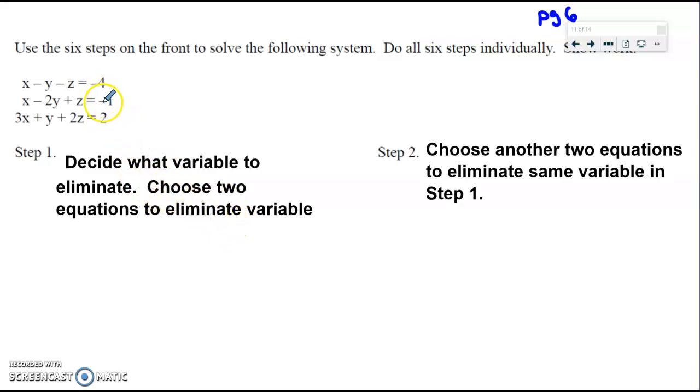Looking at this, it looks like it might be easiest for me to eliminate the z. So I'm going to take x minus y minus z equals negative 4. I'm going to write down the other equation right underneath it.